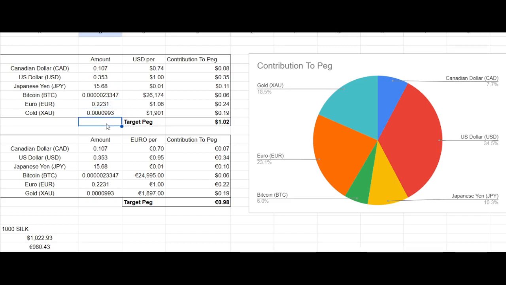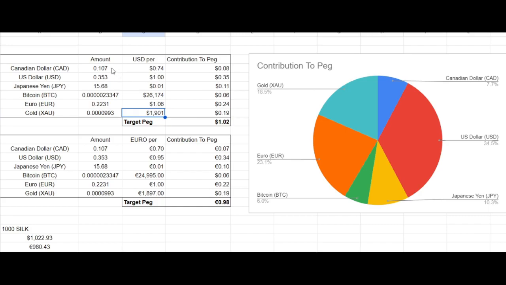So this got instantiated at inception, and governance technically has the ability to evolve the basket over time. But once the basket is instantiated, these amounts are fixed. And so the only variable from then on out that's evolving, what Silk is tracking, is essentially the value of those amounts. So right now, for the 0.107 Canadian dollars, each Canadian dollar is worth 74 cents. Every dollar is worth $1. Every yen is worth about 0.0067 cents. Every Bitcoin is worth 26K. Every euro is worth $1.06. And gold is worth about $1,900.